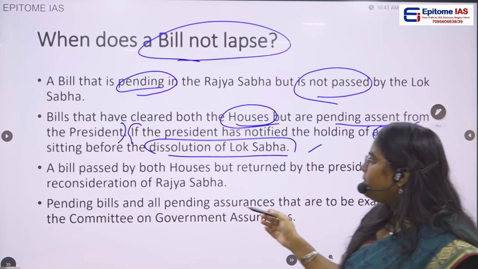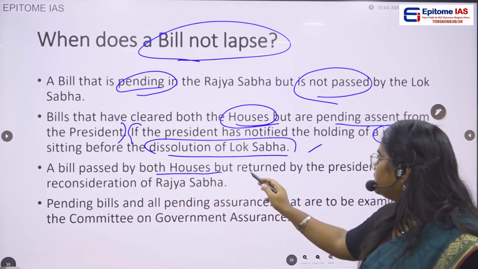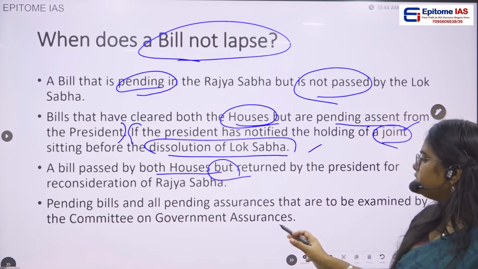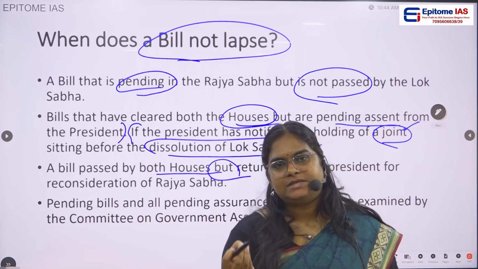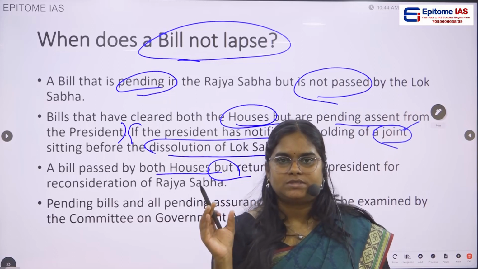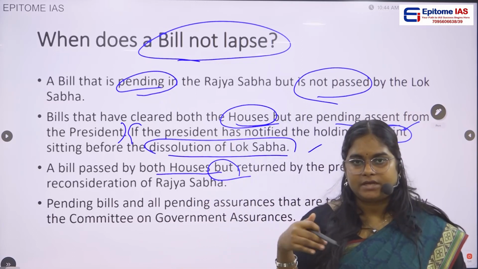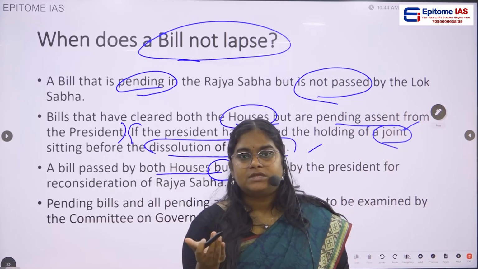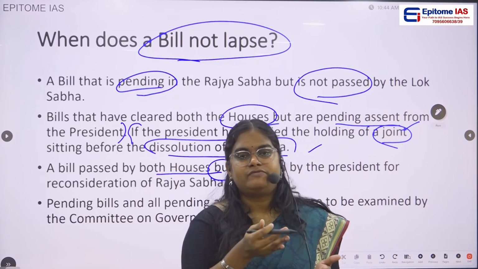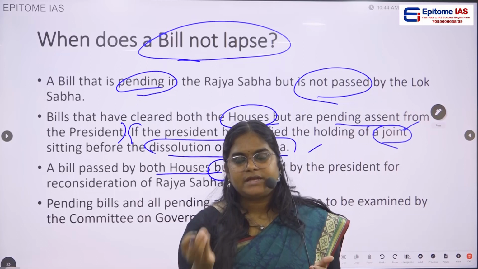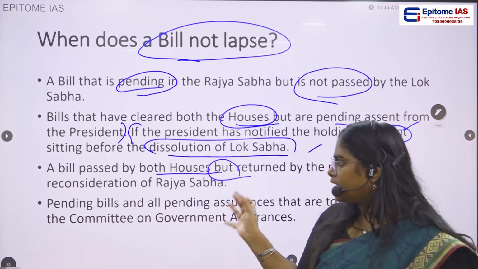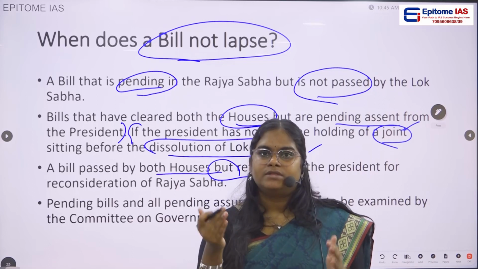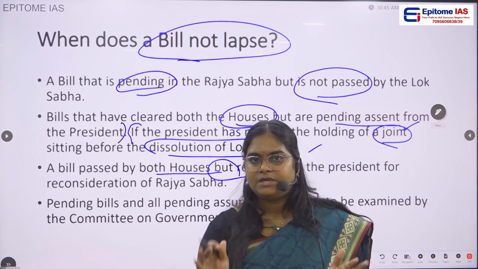Then a bill passed by both the houses but returned by the president for reconsideration of Rajya Sabha. So let's say the bill is passed by both the Lok Sabha and Rajya Sabha, but it is given to the president for his assent. The president sent the bill for reconsideration. In that case also, the bill does not lapse when the new Lok Sabha is elected. Then this particular bill will be passed again.